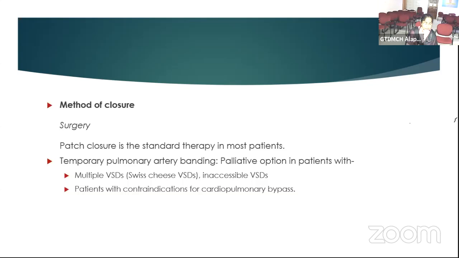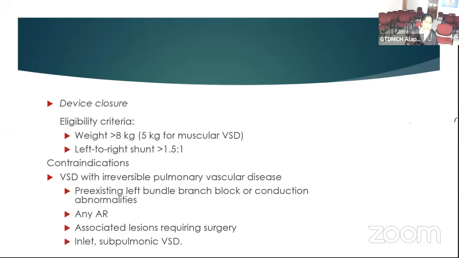Then definitive treatment, it can be open surgery or it can be device closure. Open surgery, patch closure is a standard therapy in most patients. And device closure is where a device is passed across the catheter and then the defect is closed. That is device closure. There are criteria for device closure, that is weight more than 8 kg, more than 5 kg for muscular VSDs. Then left to right shunt more than 1.5:1.